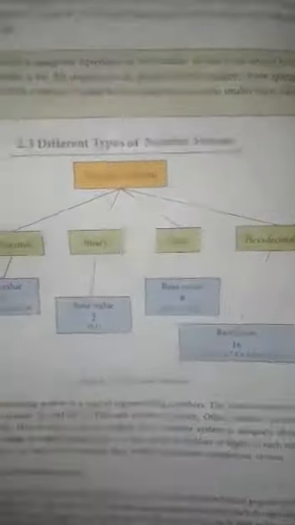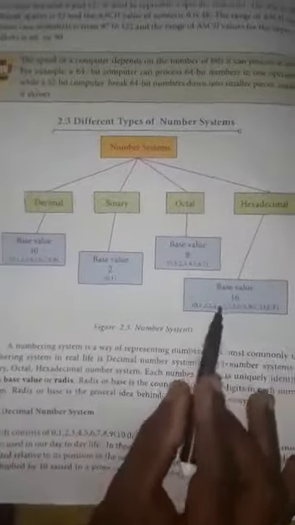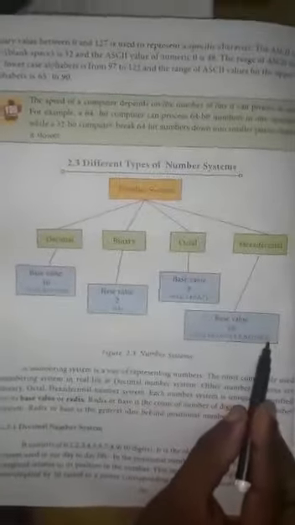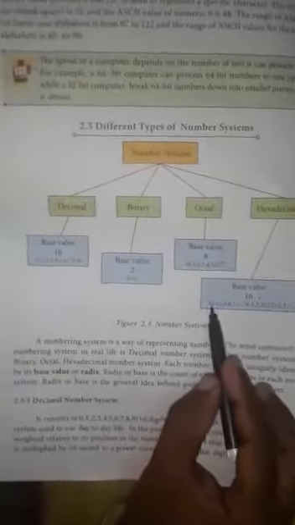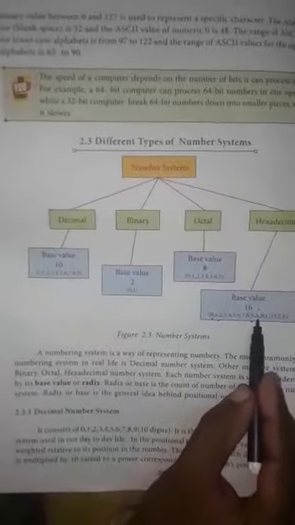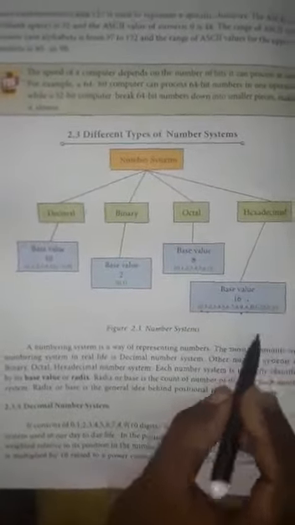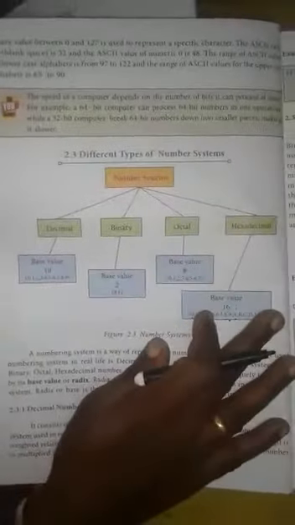Next one, the hexadecimal number system. The hexadecimal base value is 16. The numbers are 0 to 9 and the capital letters A to F. So the base value is 16, with the numbers 0 to 9 and capital letters A, B, C, D, E, F. These make up the hexadecimal number system.